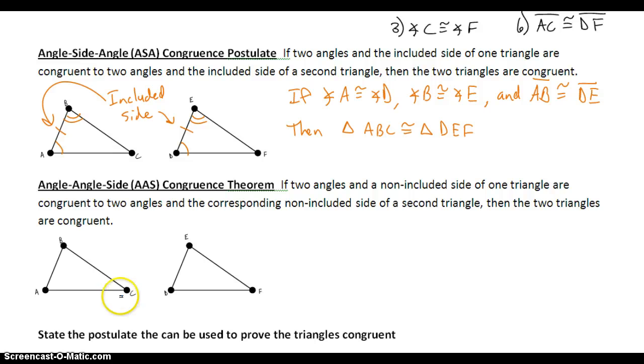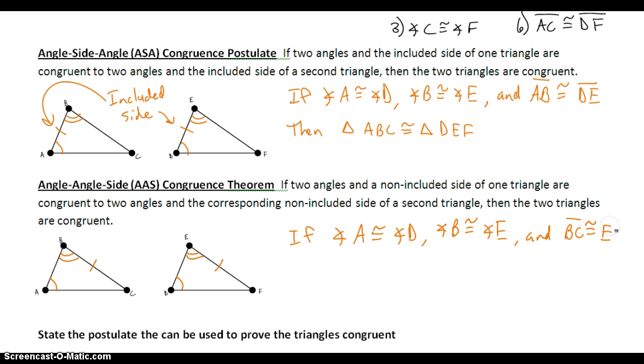In angle, angle, side, I'm going to have two pairs of congruent angles just like in angle, side, angle. So angle A is going to be congruent to angle D, and angle B is going to be congruent to angle E. But instead of the side being included between the two angles, the side that's going to be congruent is going to be away from the two angles. So BC and EF. Here I have angle, angle, side.